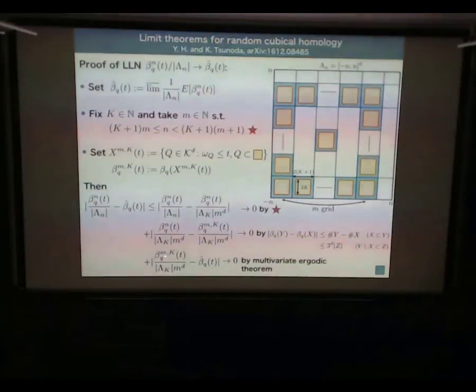As I said, this is the Betti number of the disjoint union coming from all yellow parts. All yellow parts have m to the d components. So this part can be regarded as an average coming from each yellow part. And from the assumption on ergodicity, we can prove from the ergodic theorem that this part converges to the expectation of the Betti number on each yellow box. So this becomes the expectation of the Betti number, divided by the window size. By taking k going to infinity, this goes to beta hat by definition. So it again goes to zero. So this is a sketch of the proof of the law of large numbers.